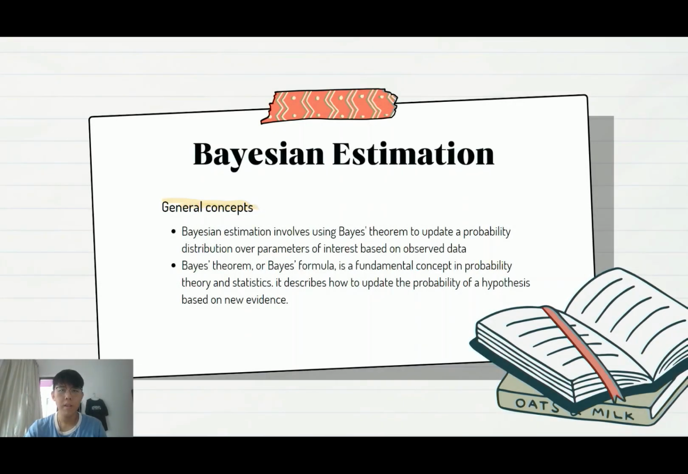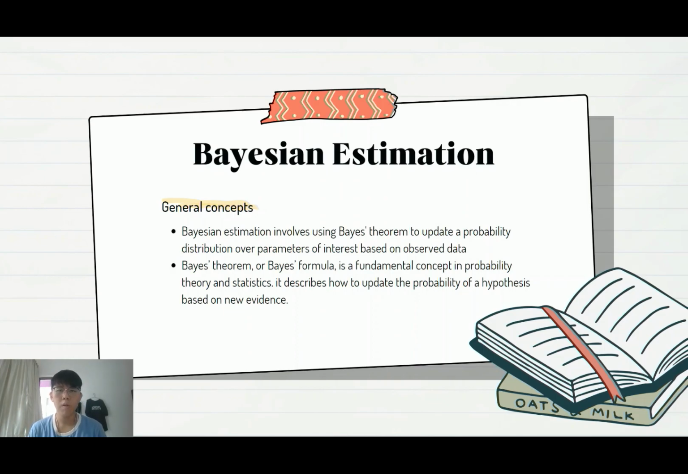So just now my teammate Lam Kai Tze discussed some theory with you. Now I will share more details about the Bayesian estimation. First, the general concept of Bayesian estimation involves using Bayes' theorem to update the probability distribution over the parameters of interest based on the observed data.